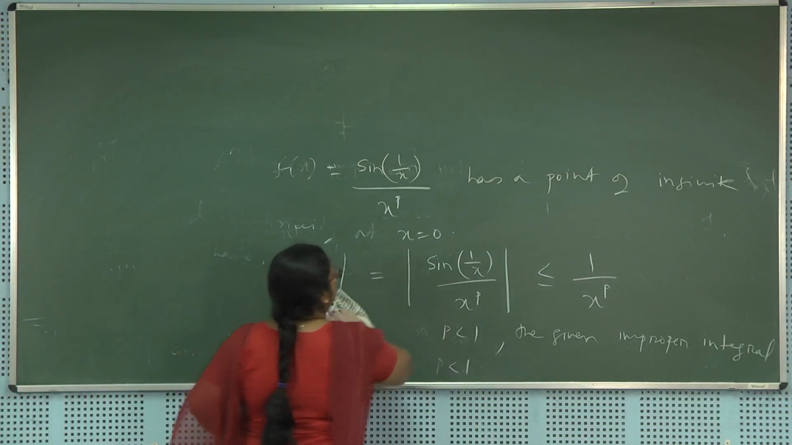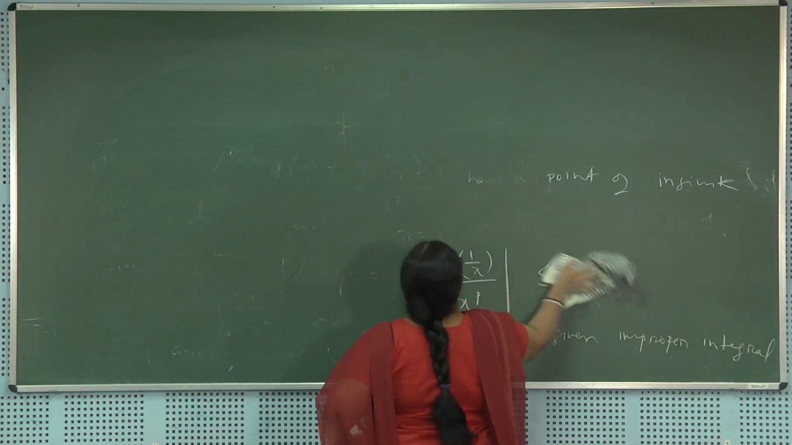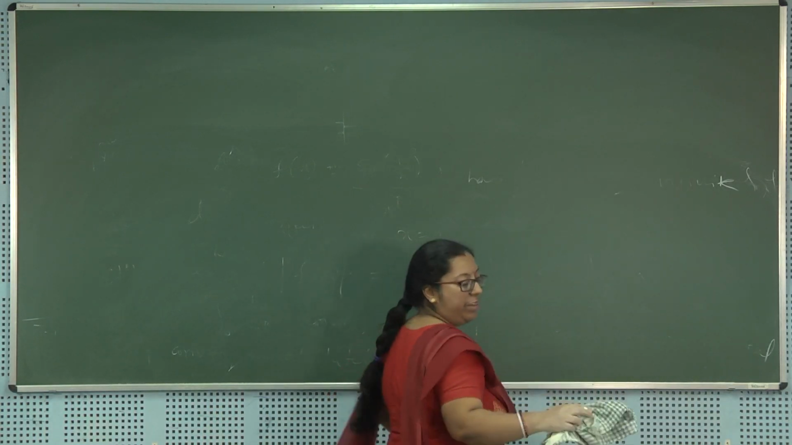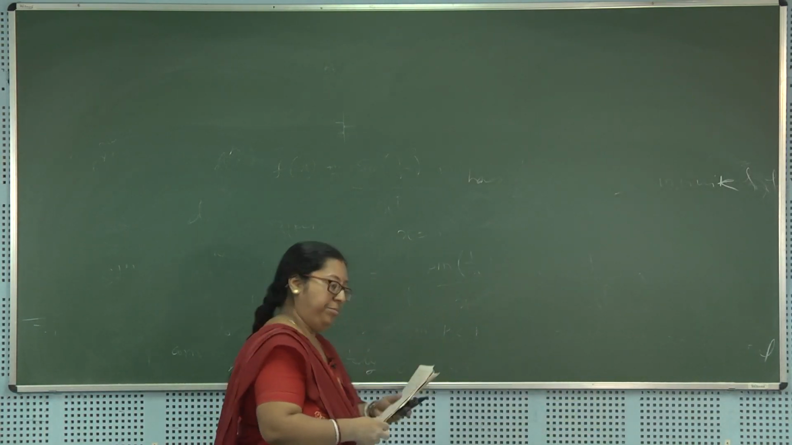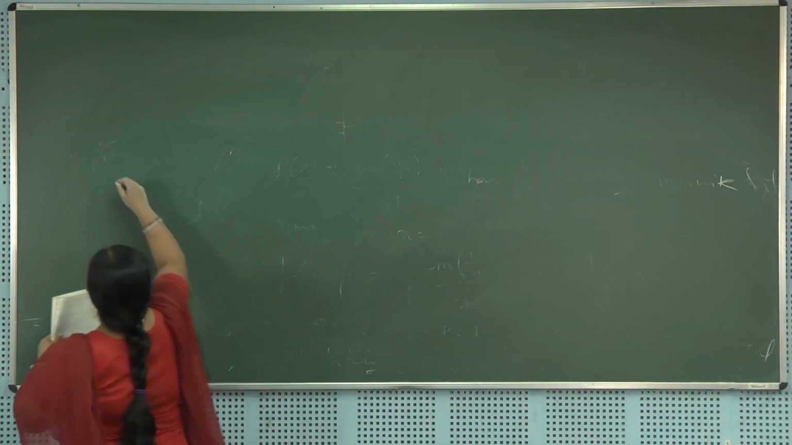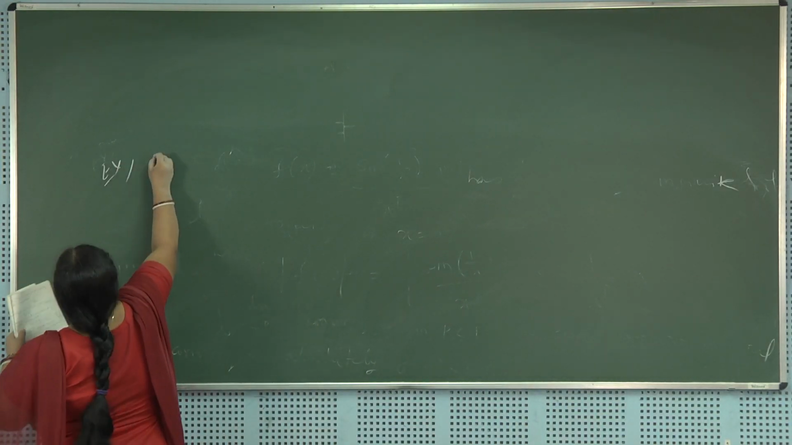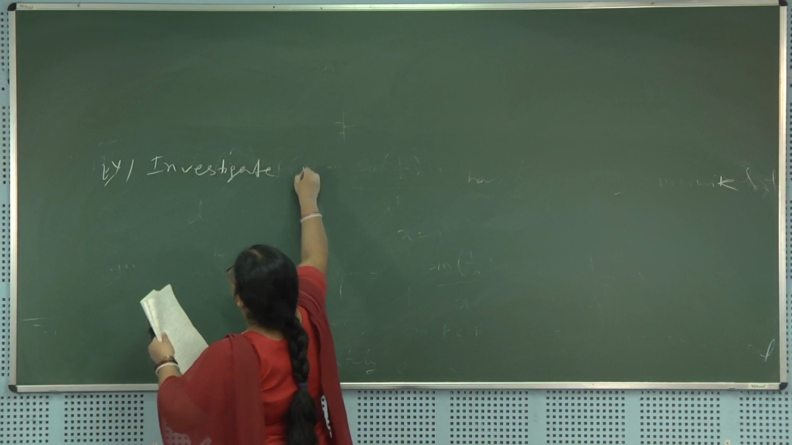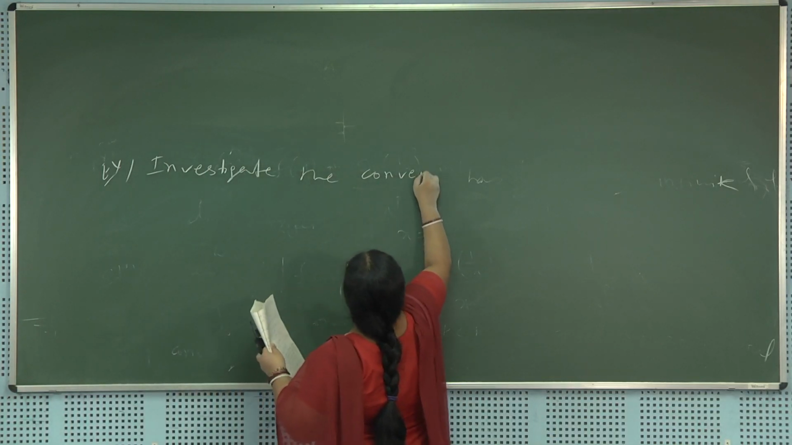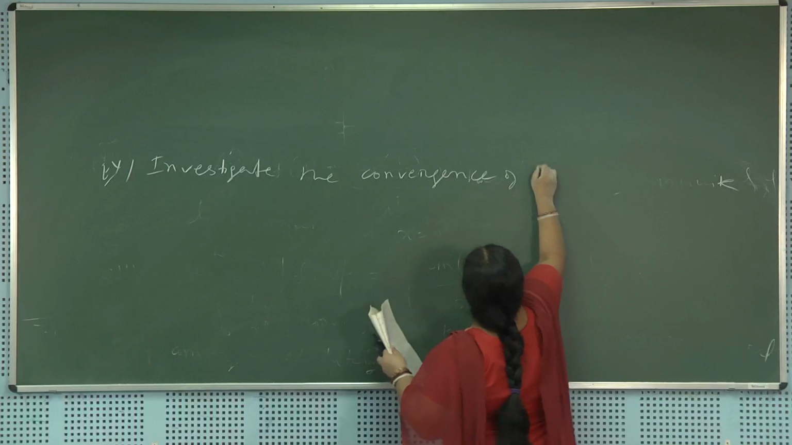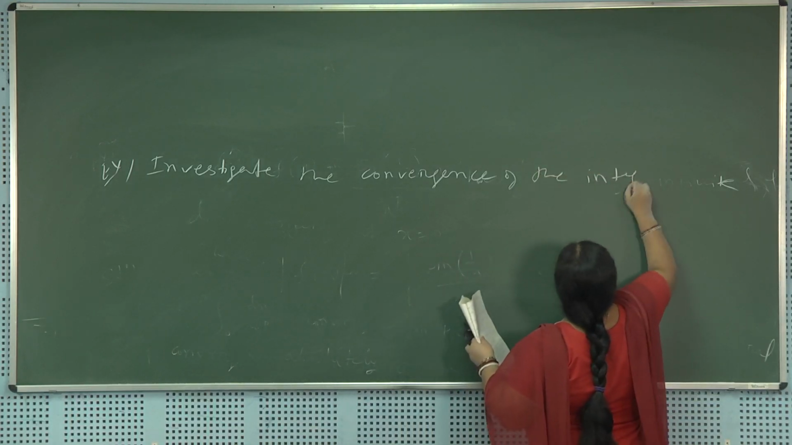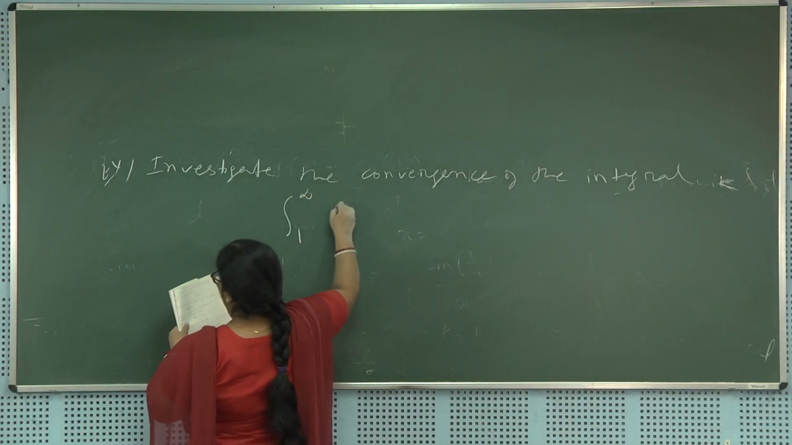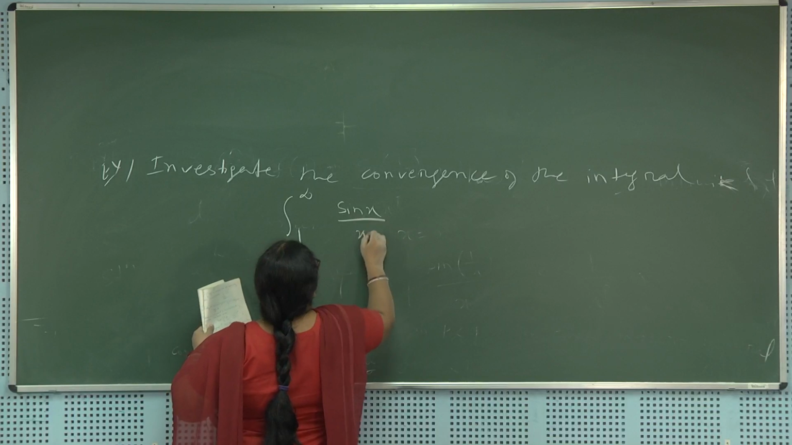So basically, if your function changes sign, we take the absolute value so that it becomes positive and we can apply all the tests. So today we have discussed the comparison test. Take down few more exercises. Investigate the convergence of the integral from 1 to infinity of sin x upon x cube dx.